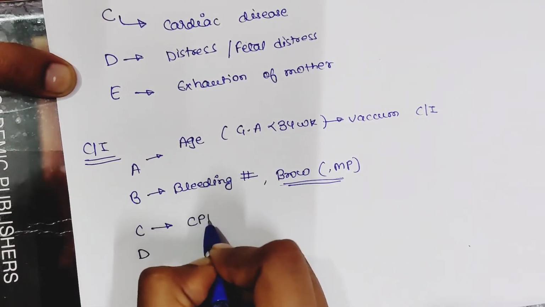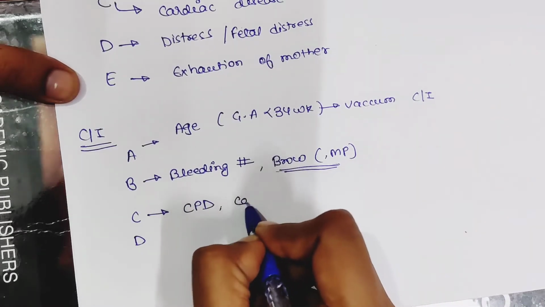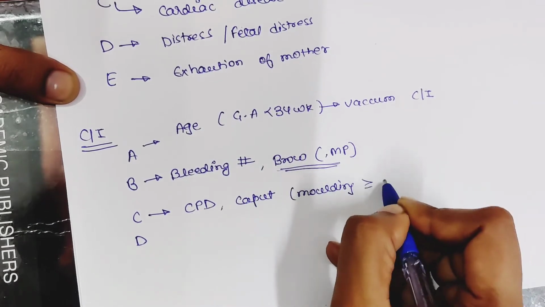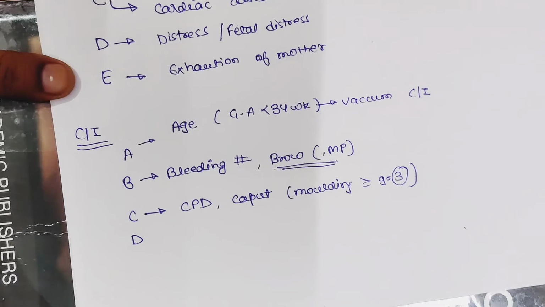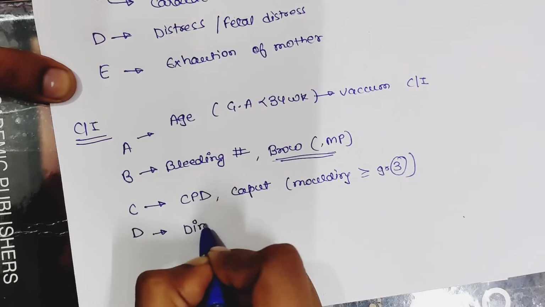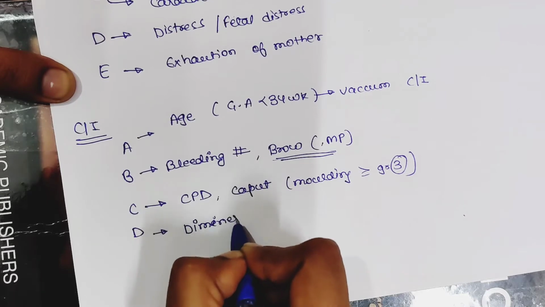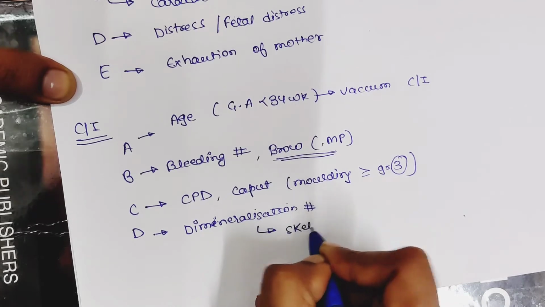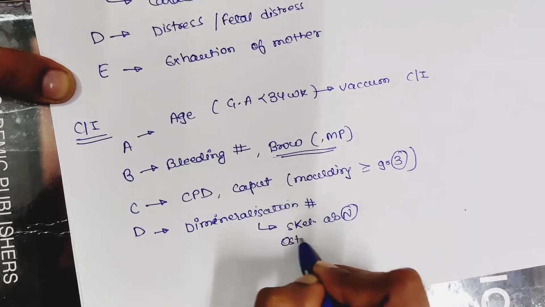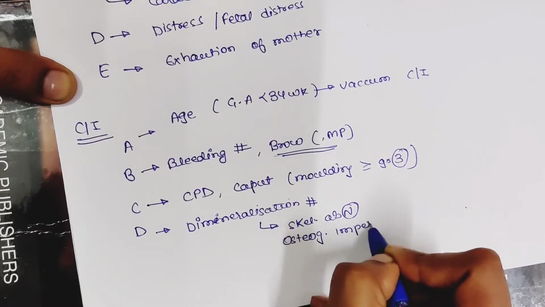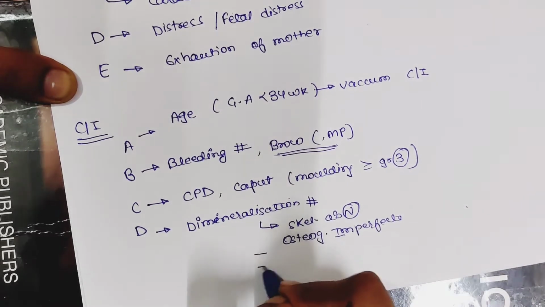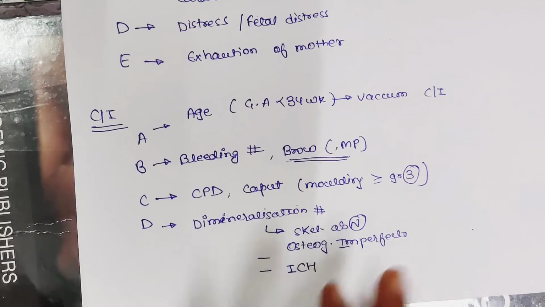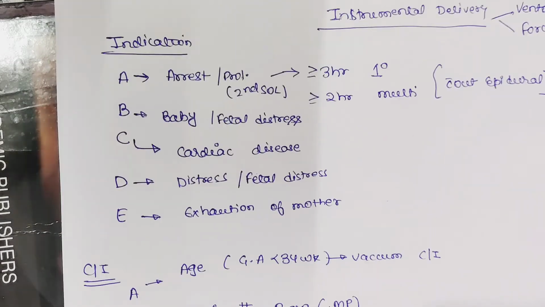C for cephalopelvic disproportion, and when there is caput on the scalp, that is molding is more than grade 3. And D for any demineralization disease. Demineralization disorder means some skeletal abnormality like osteogenesis imperfecta, or some brain disorders like intracranial hemorrhage and all. So these are the contraindications of instrumental delivery.